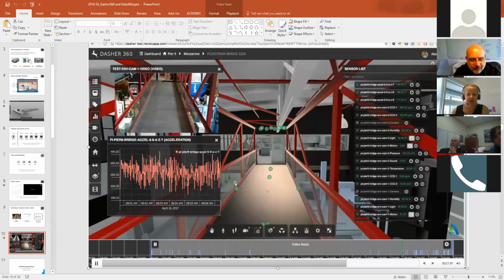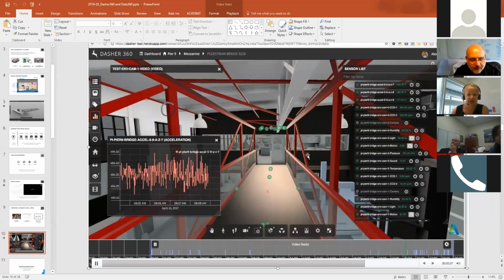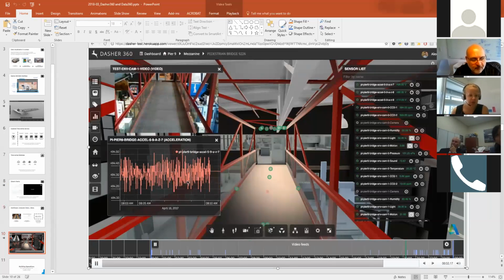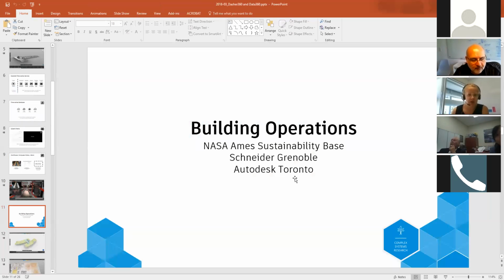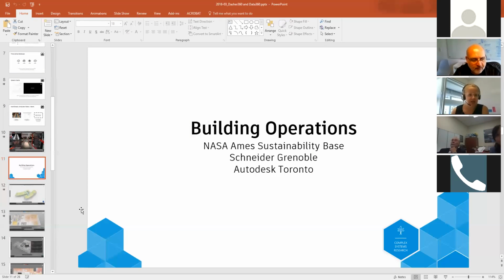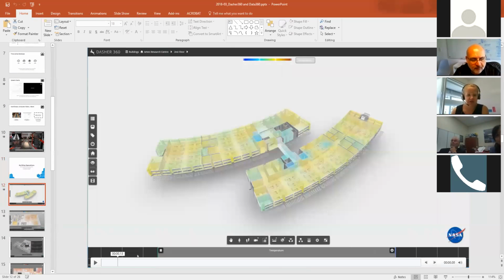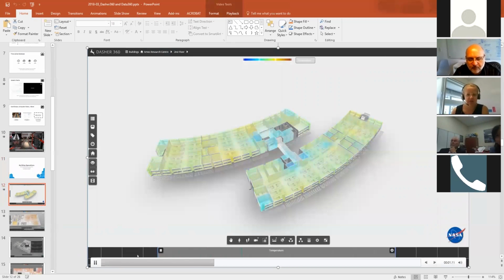And then this is someone navigating through some of the data sets from one of the accelerometers. So yeah, there's a few examples of what's possible. This is a great project with NASA where they have a very nice fine-grained deployment of sensors for temperature and humidity in their buildings. So you get these rich visualizations of how the data changes over time.